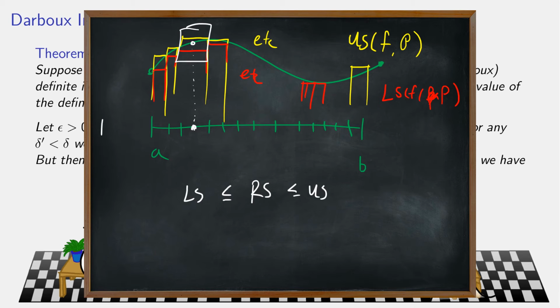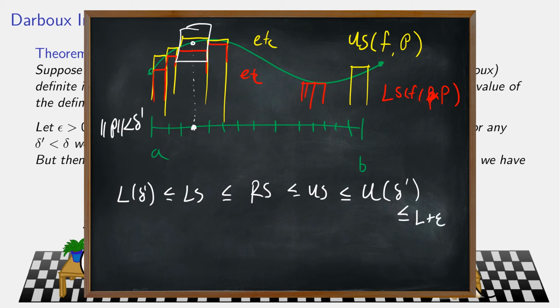But since the norm of this partition was less than delta prime, the upper sum of this partition can't be any larger than the supremum of all upper sums of all partitions whose norm is less than delta prime. And similarly, the lower sum can't go below the infimum. But we also established that U of delta prime isn't bigger than L plus epsilon, and L of delta prime isn't smaller than L minus epsilon.